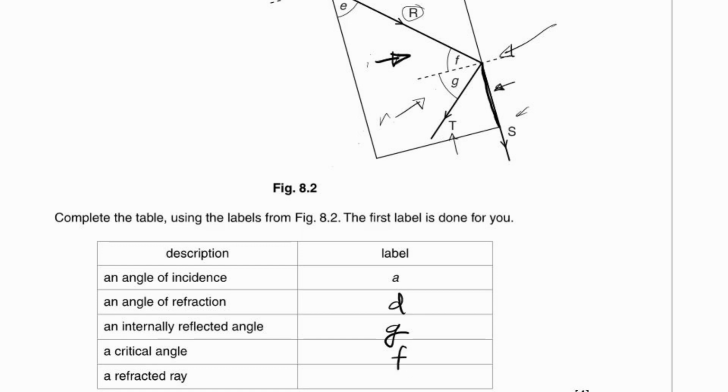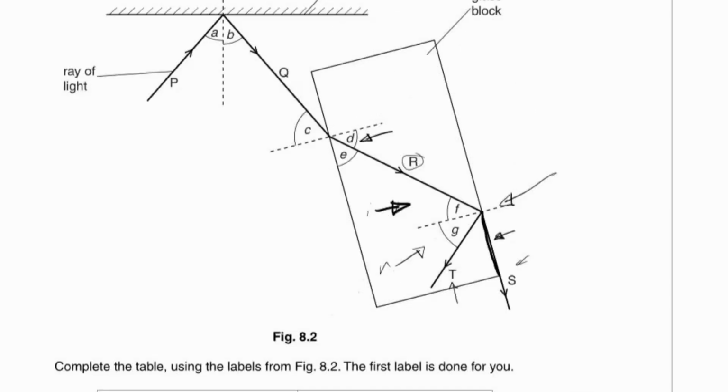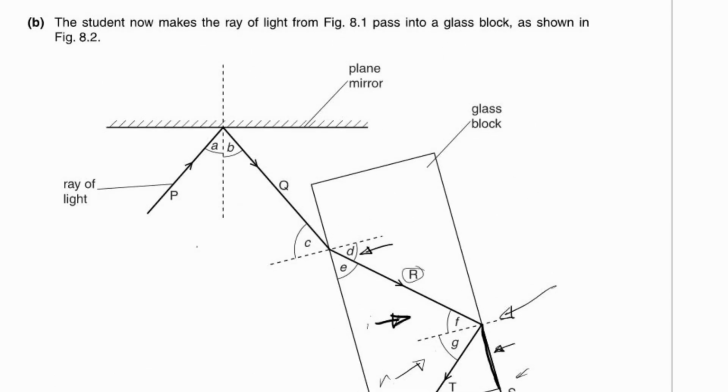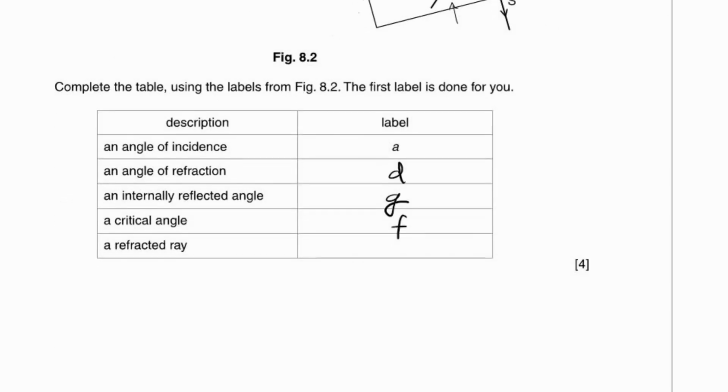And a refracted ray. Okay, well the ray being refracted, here we are. This is most likely A right here. Well, it's glass. It's being refracted as it travels in. This bit here, R, is our refracted ray.